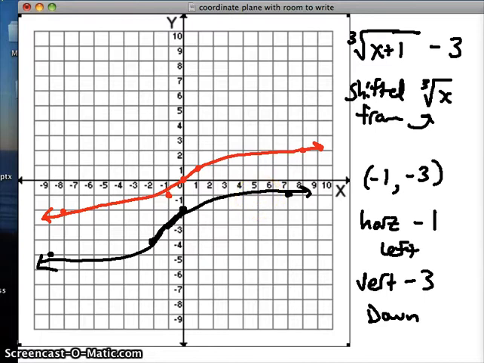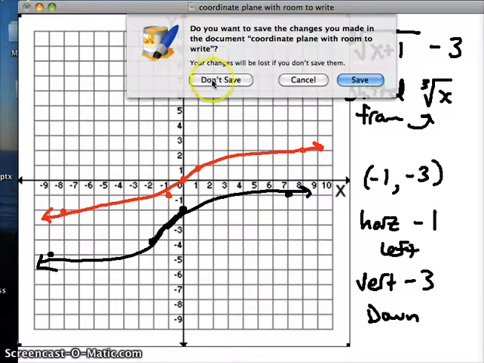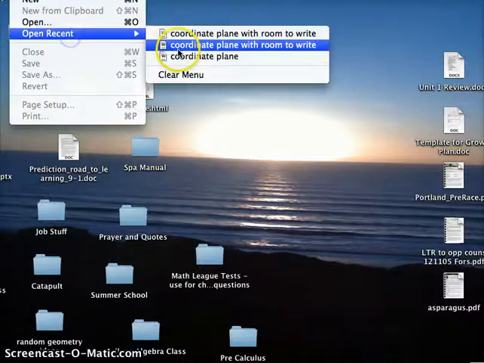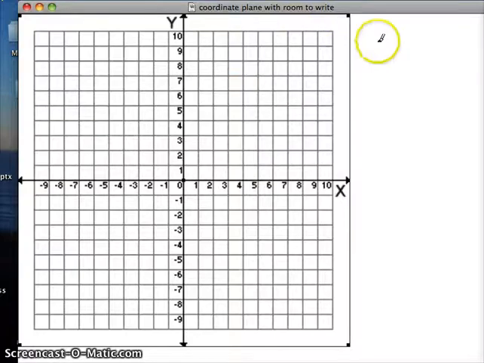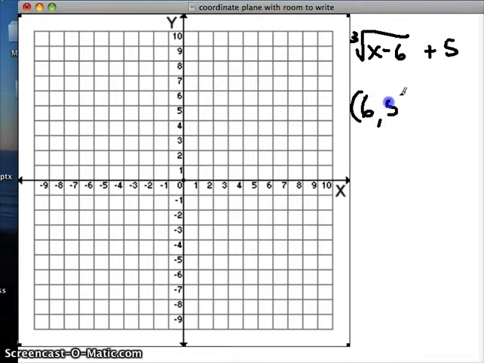Let's do one more just to solidify it. One more cube root. See if we can make it fancy here. Cube root of x minus 6, plus 5. So I know that my center is at positive 6, positive 5. And I know that I'm going to go up 1 over 1. And then up 1 over 7, so our point's going to be off the graph.